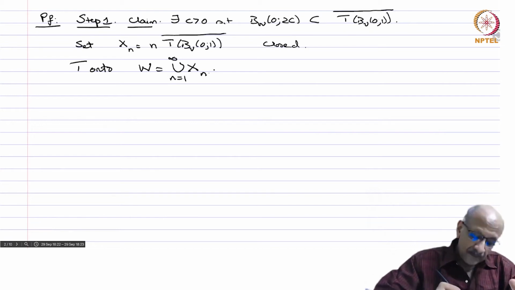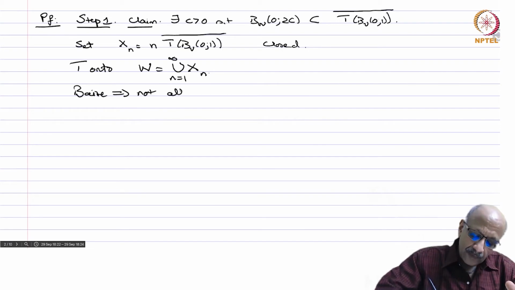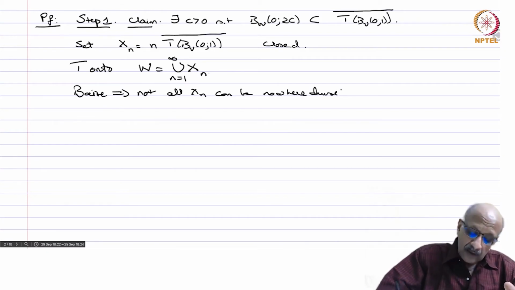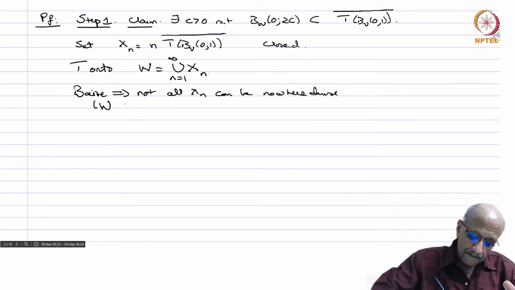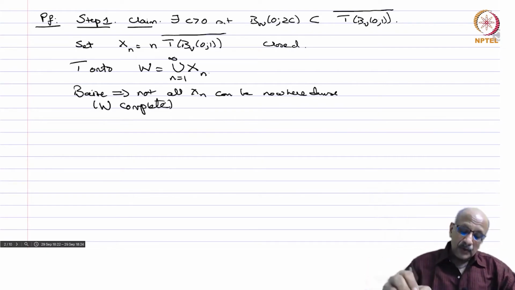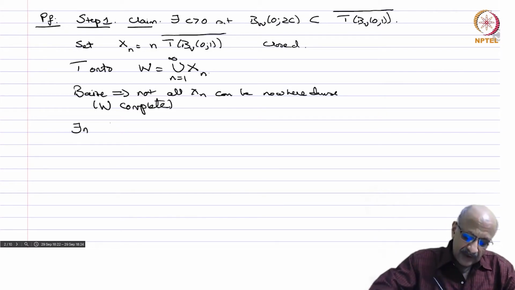So what does Baire's theorem say? Baire implies not all X_n can be nowhere dense, because W is complete. This is where we are using the completeness of the range space. W is complete, so it cannot be the countable union of closed nowhere dense sets, and therefore at least one of the X_n's is not. So there exists an n such that the interior of X_n is not empty.